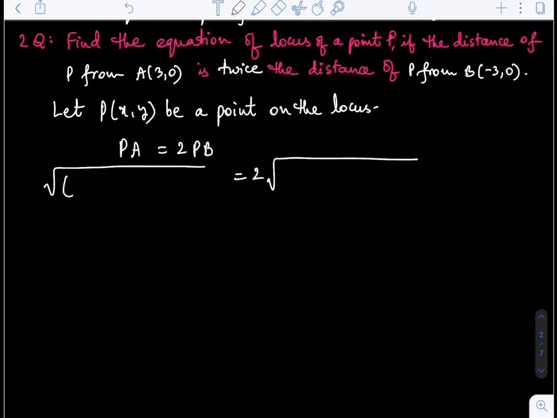Therefore, under root, x1 means here x minus, PA, no? x minus 3 whole square plus y minus 0 whole square here. Here 2 is already kept. And in this root, x plus 3 whole square plus y minus 0 whole square. How? PA: P is x1 y1, A is x2 y2, x1 minus x2 whole square plus y1 minus y2 whole square.